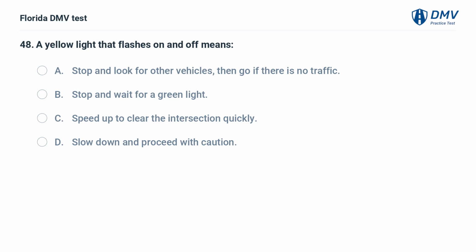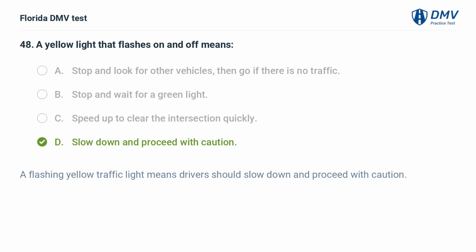A yellow light that flashes on and off means A. Stop and look for other vehicles, then go if there is no traffic. B. Stop and wait for a green light. C. Speed up to clear the intersection quickly. D. Slow down and proceed with caution. D. Slow down and proceed with caution. A flashing yellow traffic light means drivers should slow down and proceed with caution.